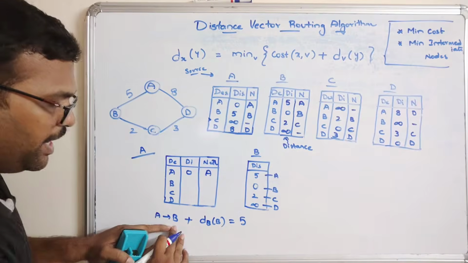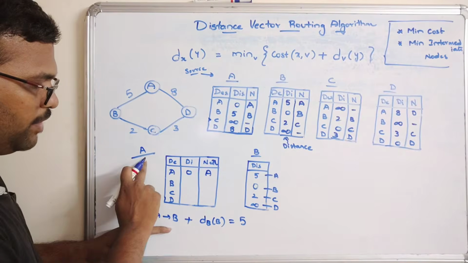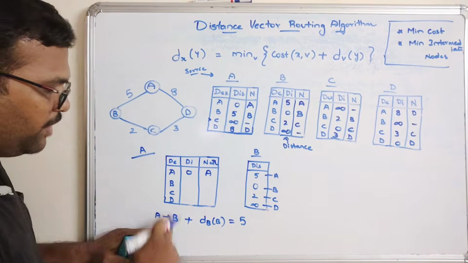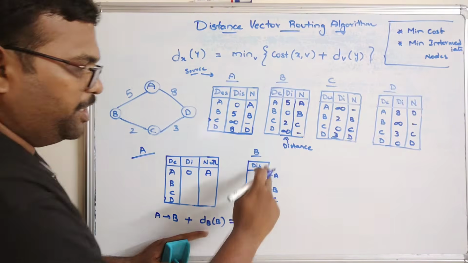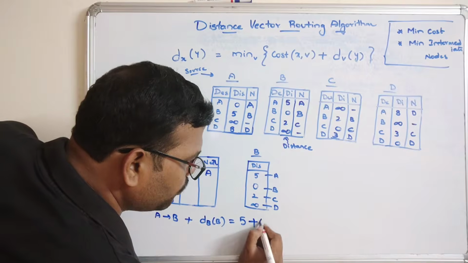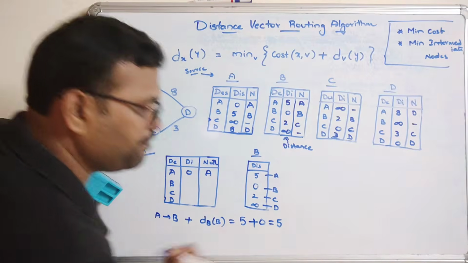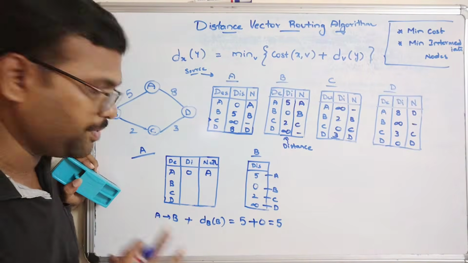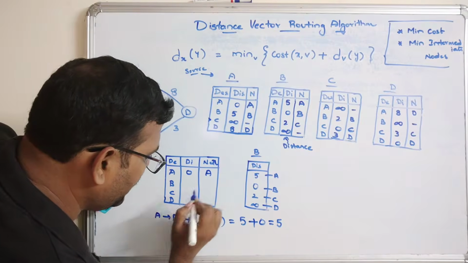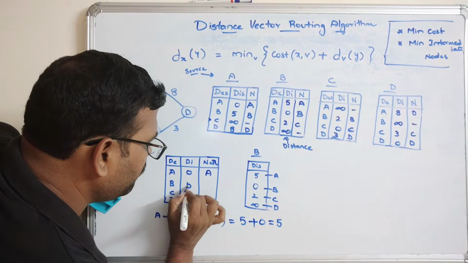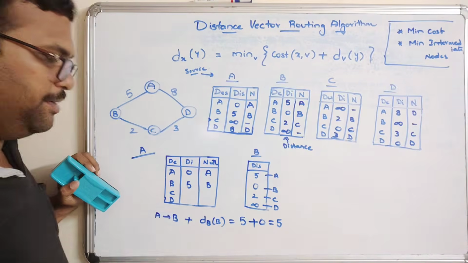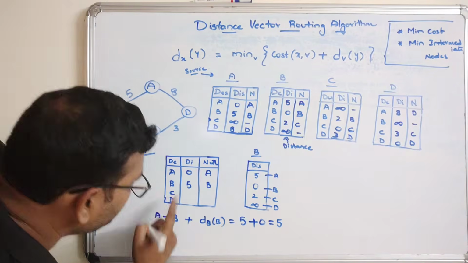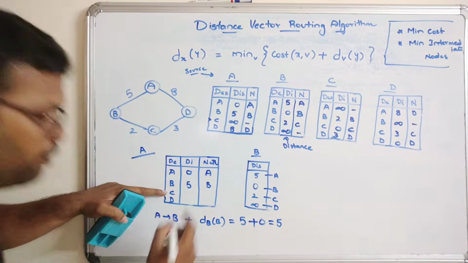Now the cost of A comma B, because we are going from A to B. What's the cost of A comma B? It's 5, plus what's the distance from B to B? B to B, it's 0, so it will be 5. Okay, so now simply you can write it here. It is 5, and the next hop is B. The intermediate node is B, and similarly A to C with the intermediate node B.